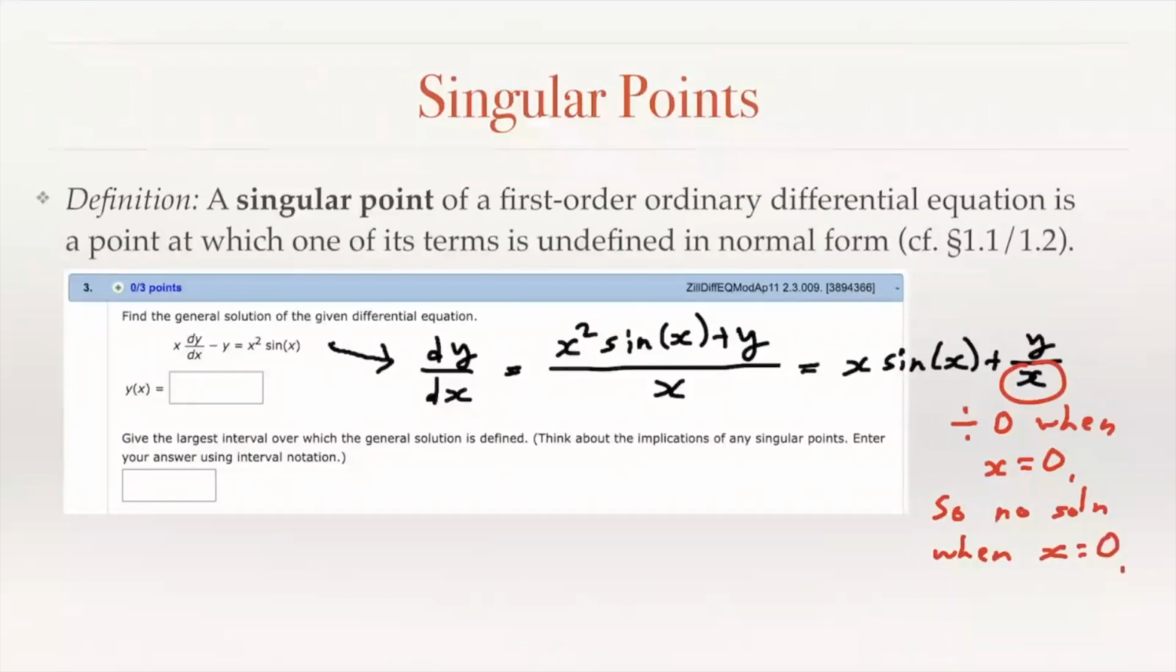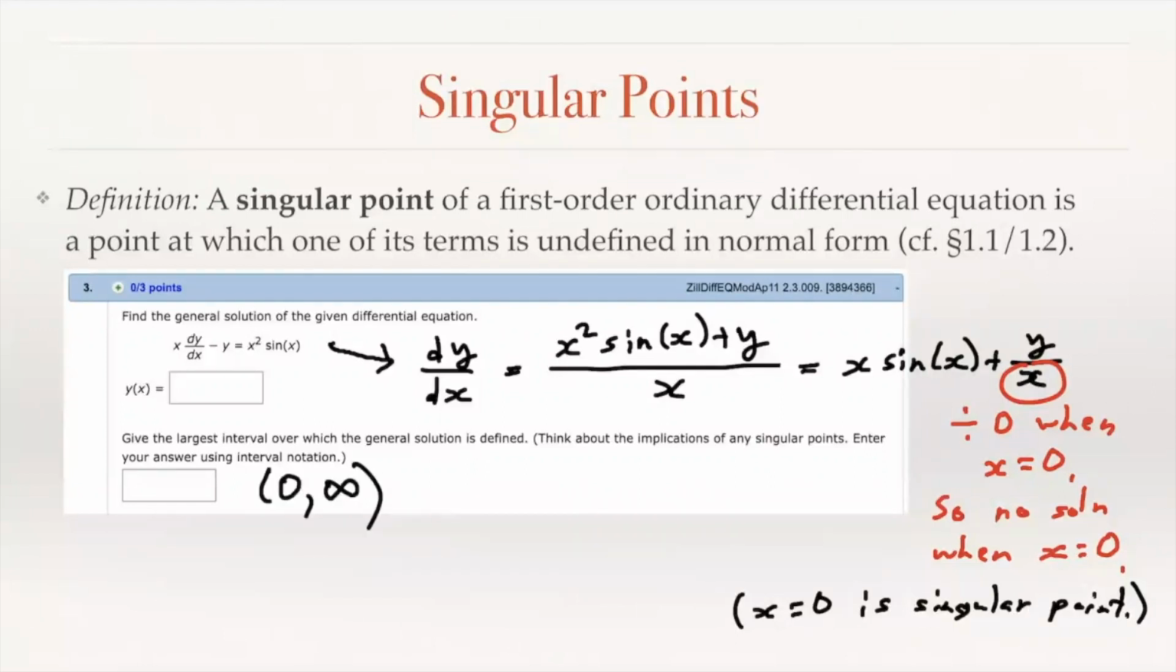And that's because this guy is the slope, dy/dx. So what this is saying is there's like an infinite slope when x is 0, so no possible solution can pass through that. So x equals 0 is a singular point. So when it says think about the implications of any singular points, this is what it's talking about. So no solution can be defined there. So the largest interval over which it could be defined, if the solution is defined at all other points, would be 0 to infinity, or negative infinity to 0, because it can't be defined at x equals 0.